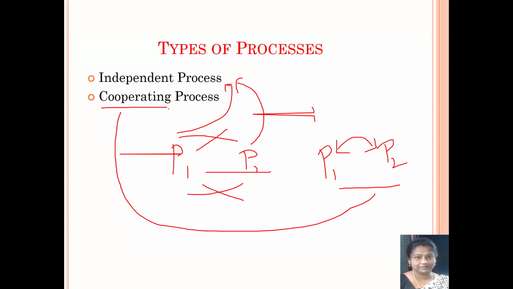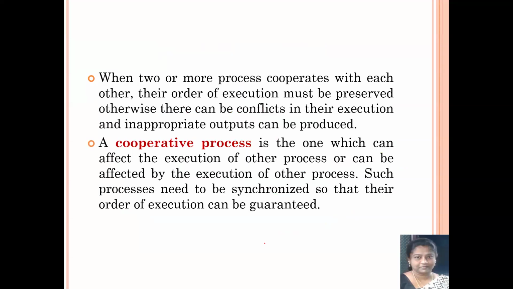If the processes are going to execute independently, there is no need for synchronization. But what we need is processes that are going to execute concurrently and whose execution is going to affect the execution of another process. Those processes must cooperate with each other. So that is what is meant by cooperating process. I hope you're clear with what is meant by independent process and cooperating process. Whenever we talk about process synchronization, we only discuss cooperating processes.